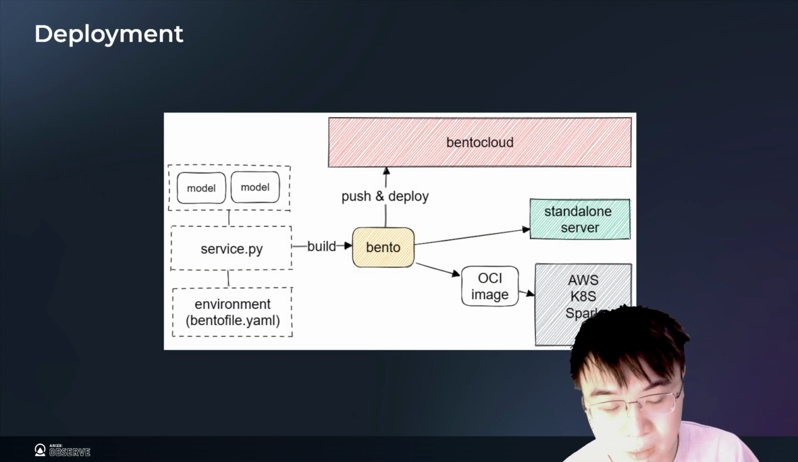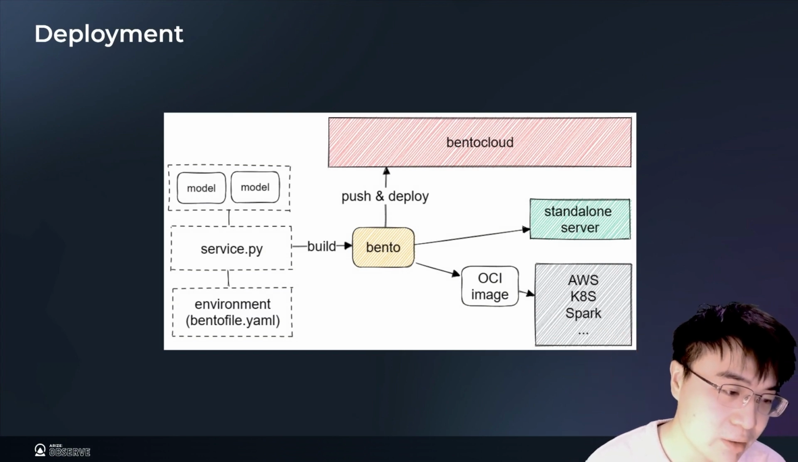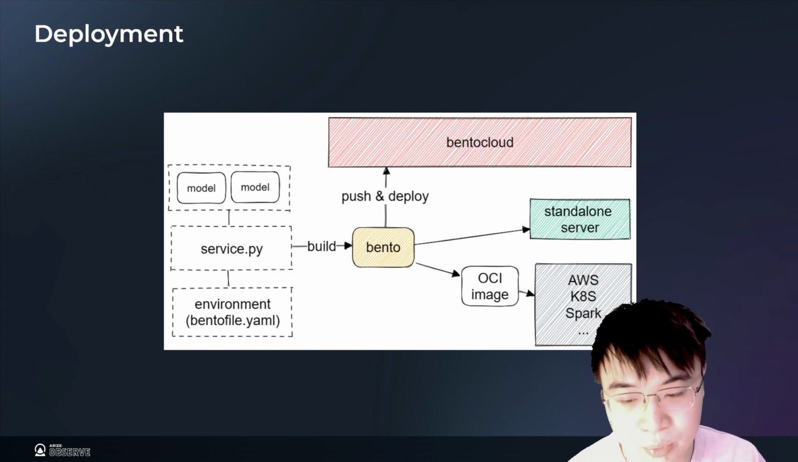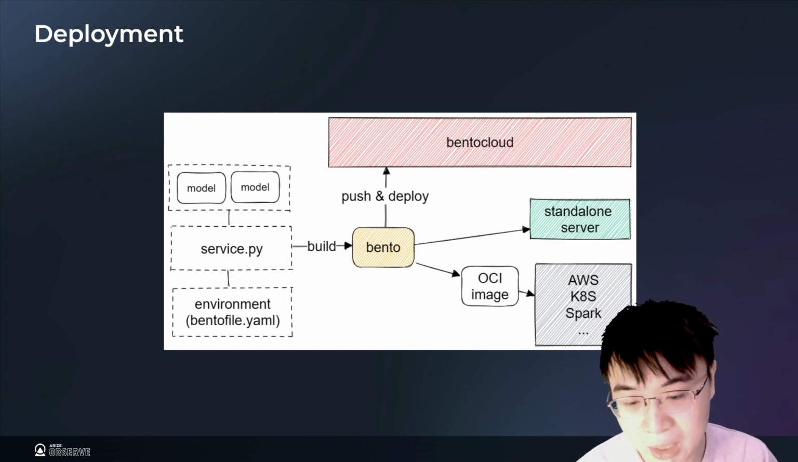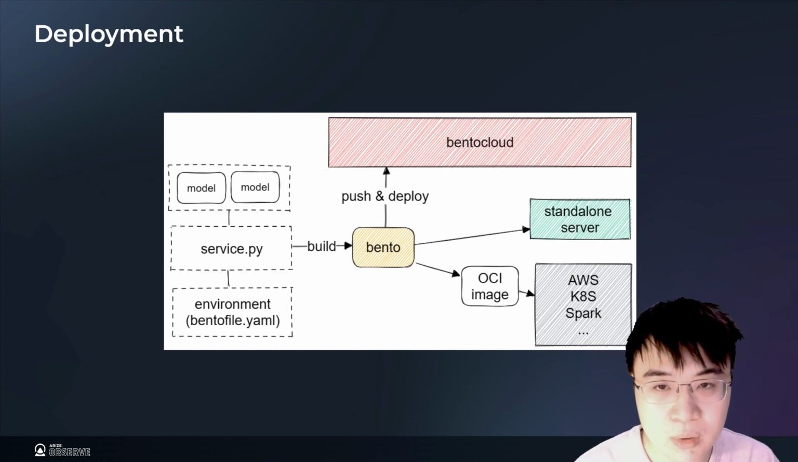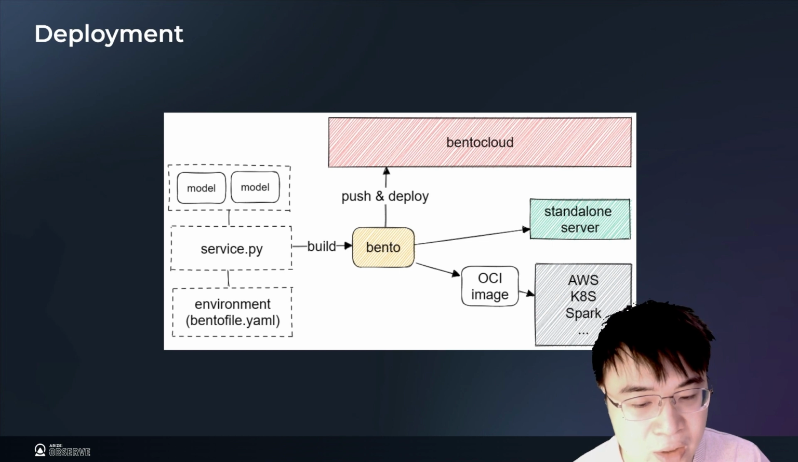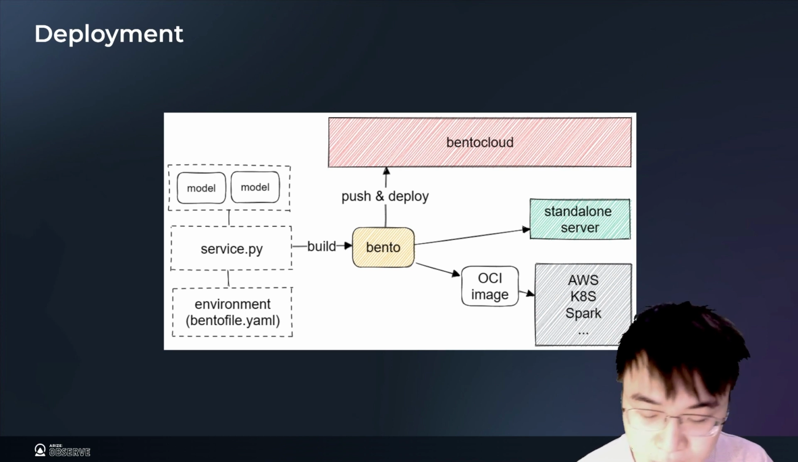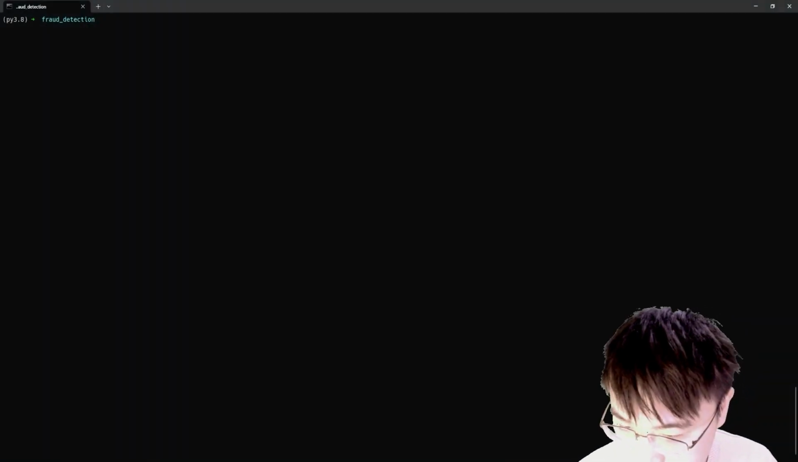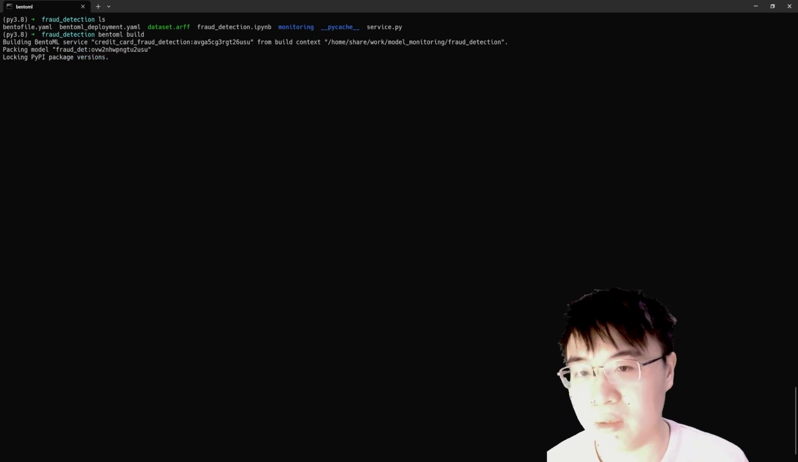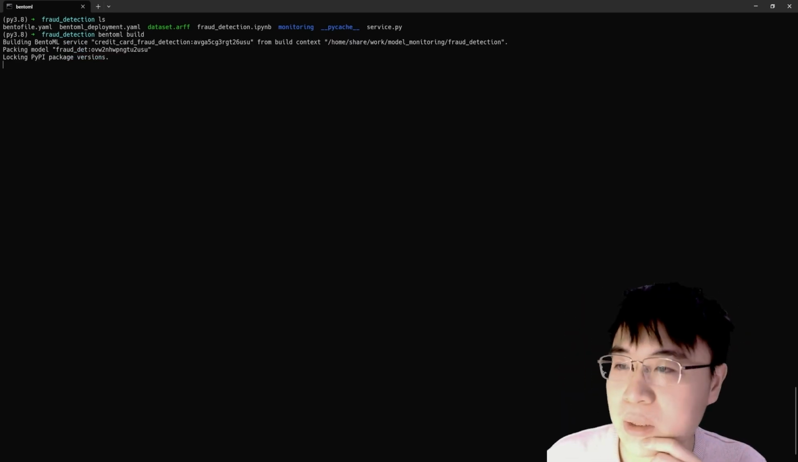As you can see, we have already tested the standalone server, and now we will package our application for deployment to other platforms. To package the application, we just need to use the bentoml build command, and it will generate a deliverable application package called a bento. Here is the project, and we can just call bentoml build and wait a minute.